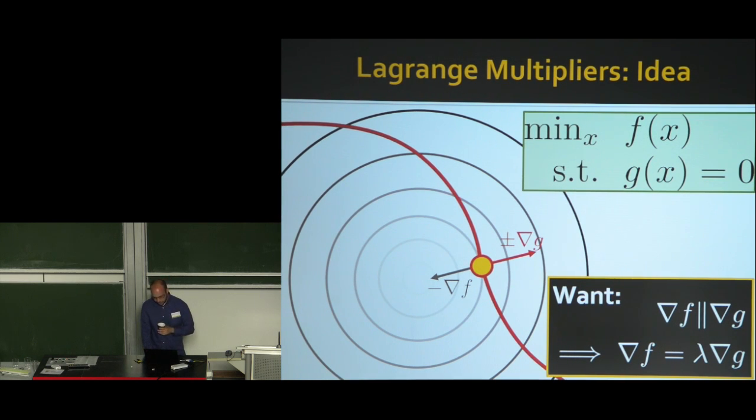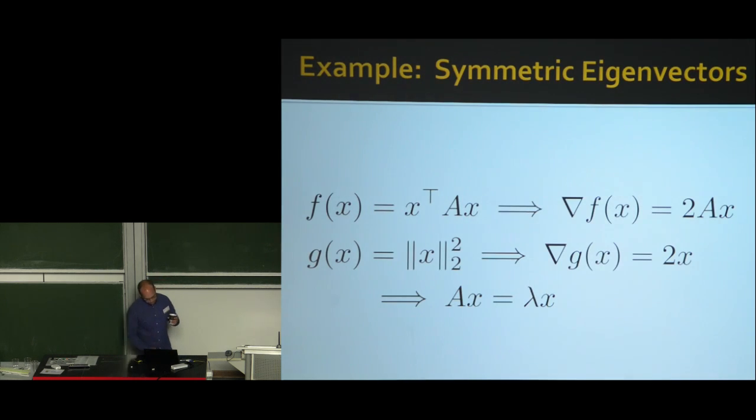This is something called the Lagrange multiplier of the constraint, and you can use it to derive all kinds of fun things. For instance, if I want to minimize x transpose A x subject to the norm of x equals 1, the gradient of f is 2 times A x, and the gradient of the constraint is 2 times x. So at the end of the day, I get this eigenvalue problem, which is exactly what I told you about before.